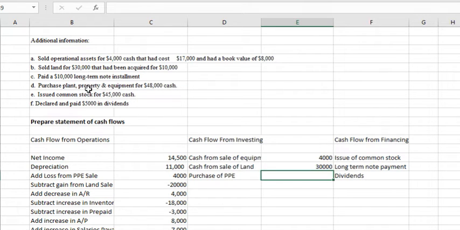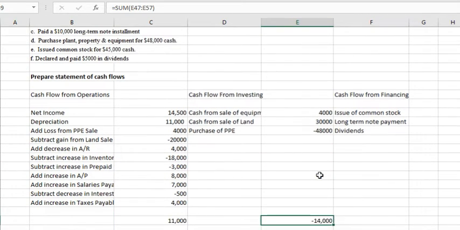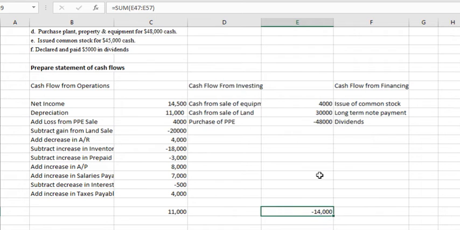Purchase of equipment, $48,000 cash. That is typically a negative cash outflow. When there is a cash outflow, it's negative. As a result, when we look at the total, net cash is negative $14,000, which is a net cash outflow. It is typically healthy for companies when they are investing into the business.